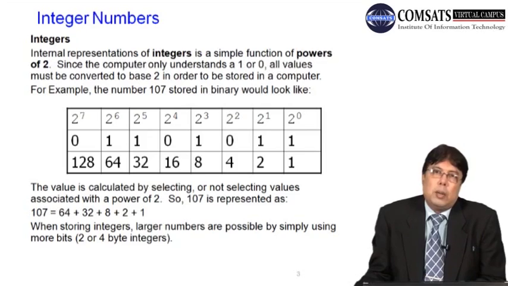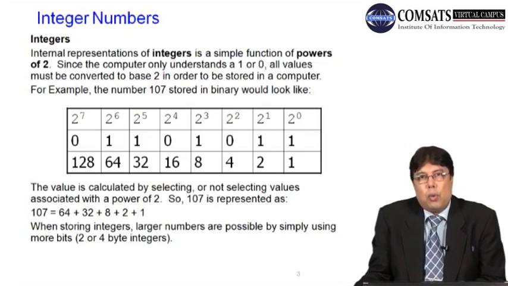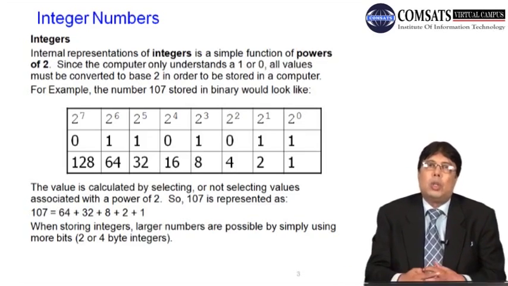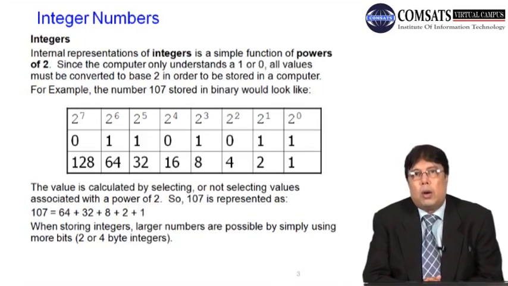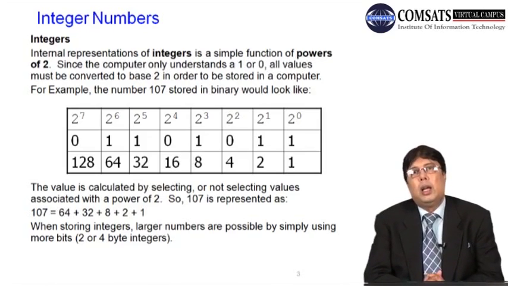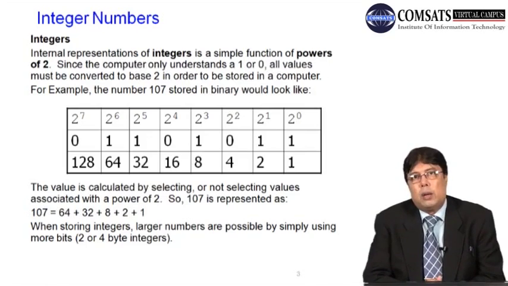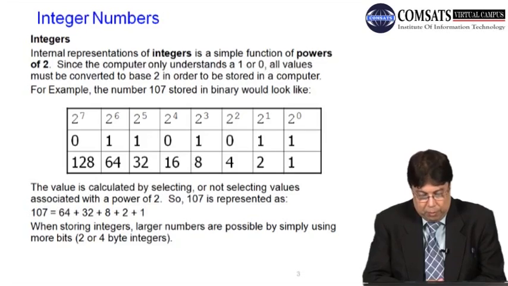So the integer number may have 2 bytes, that means 16 bits, or they may have 4 bytes. I have already taught you how to find out the size of the data types: integer, float, double, long float, long double, etc. You can find out how many bytes the system will occupy and what the capacity of your system is, accordingly, with the help of an operator called the sizeof operator.